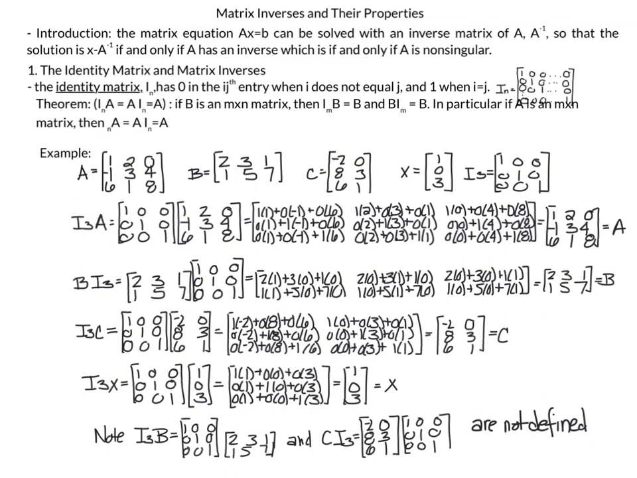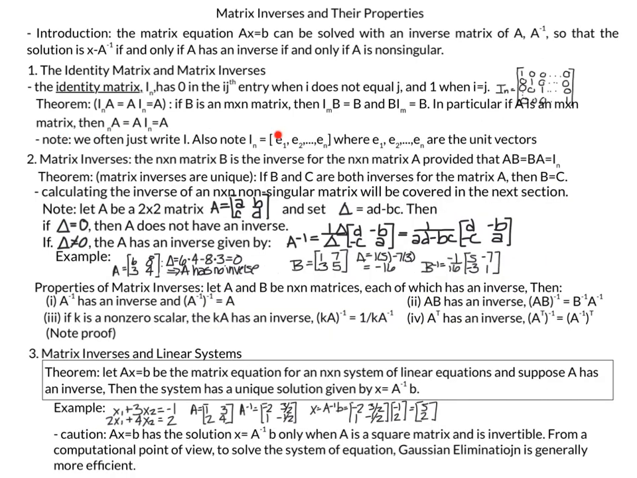It's mismatched, so it is not defined. Same with c times I3. It is not defined because you have only 2 across but 3 down. And just a couple of other notes before we go into matrix inverses.